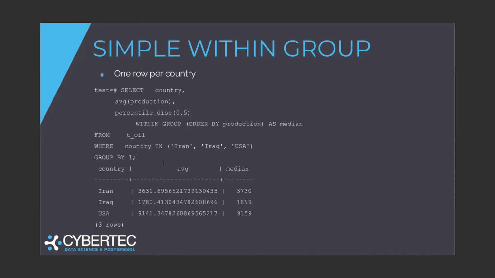If you calculate the median for income, it's like 500,000 people earning more than you and 500,000 people earning less than you. So it's the median value. And the way you do that is for each group, you order the data by production and then you go 50% into the group. You take your ordered set of, let's say, a million entries, you skip 500,000 and then you take this entry.